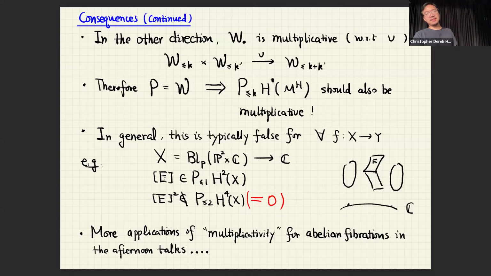Because the E, it's actually an interesting exercise to test this using the first definition. So the E lies in P1 of H2, and E squared, you can show that it does not lie in P2 of H4. Even more, you can show that the P2 of H4 is actually 0. Yeah, this is the theorem of Mark and Luca. Yes.